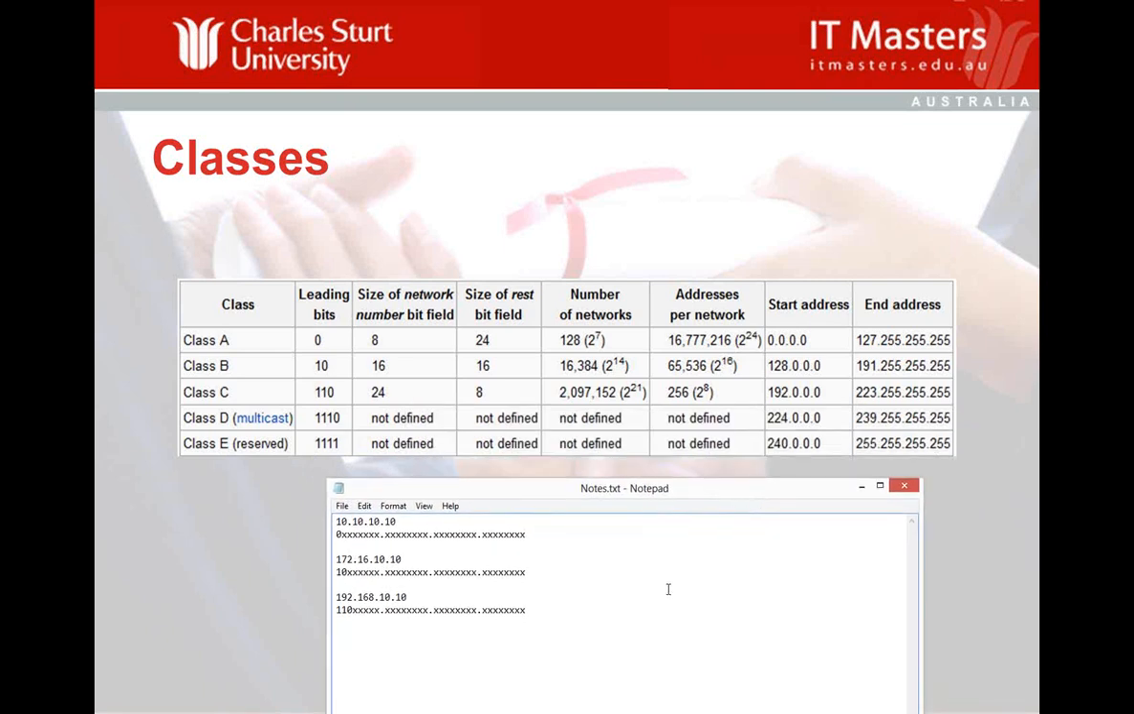So size of network number bit field. What does that mean? Okay. There's a thing called a default subnet mask. So the default subnet mask is relevant to a particular class. For instance, the default subnet mask for a Class A network is what's called a slash 8 in slash notation. And what that means is there are 8 bits in the subnet mask. Now the subnet mask is used to distinguish between the network component of the IP address and the host part, and we'll have a look at that in a second. But basically what that means, with 8 bits in the subnet mask, is that it looks like this in binary.